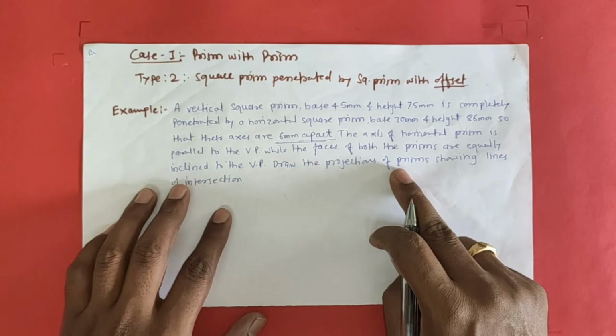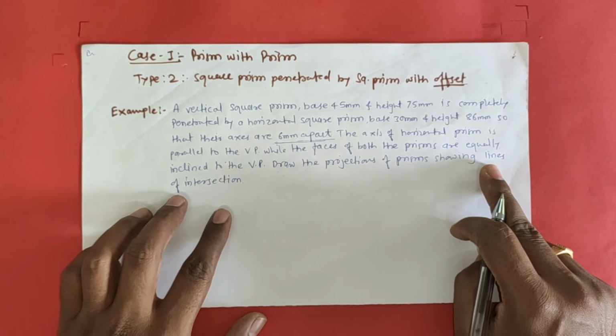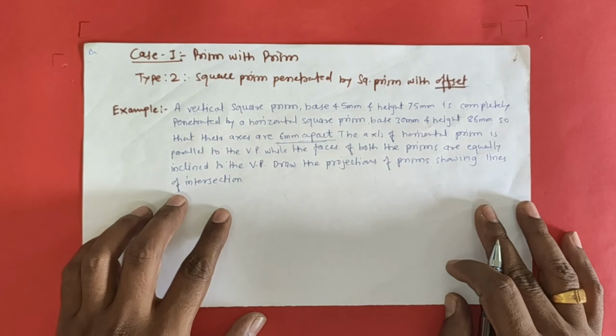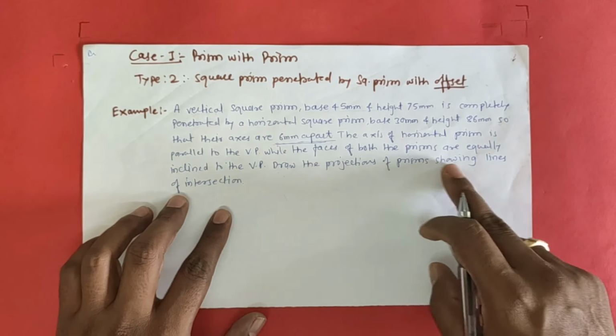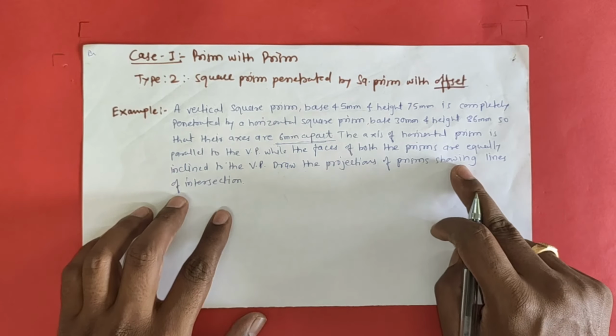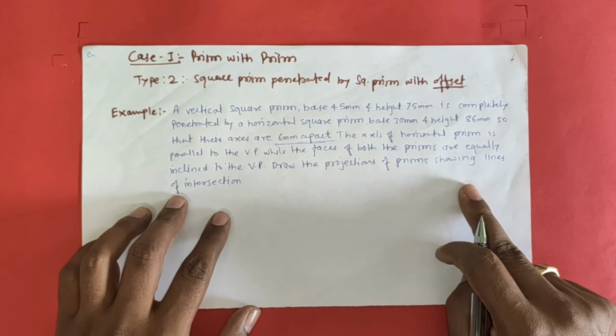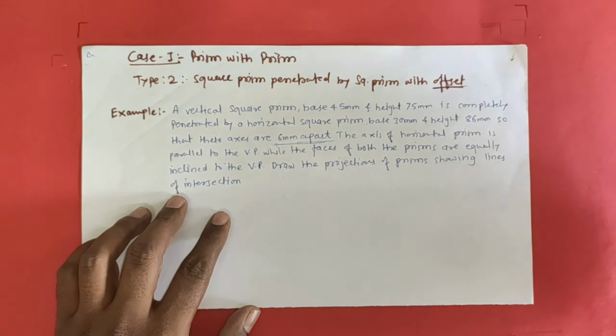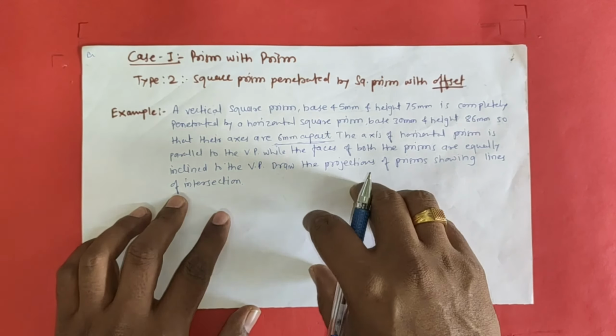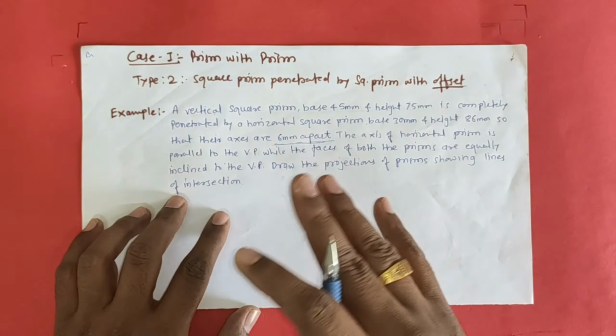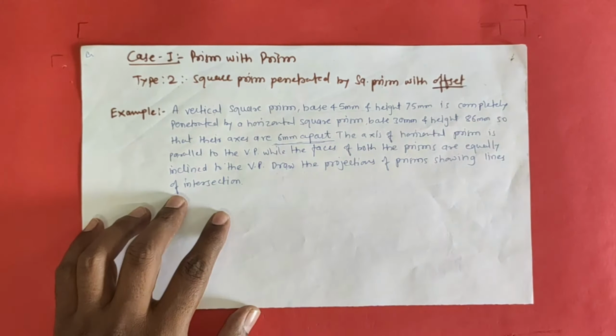Draw the projections of the prisms showing lines of intersection. So how to draw lines of intersection? I will show you. Watch it carefully, so that if the basics are clear in this example, the next type will be simple for you.